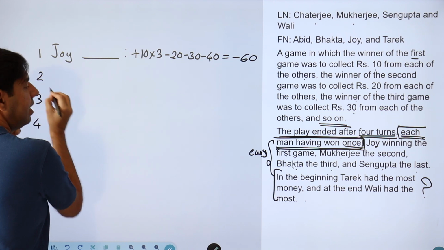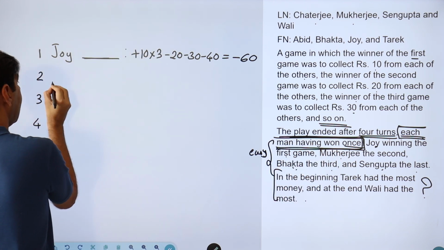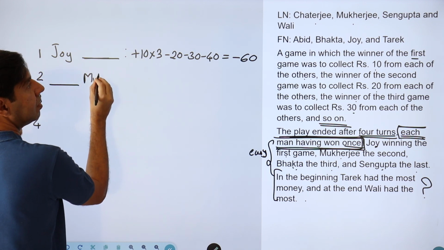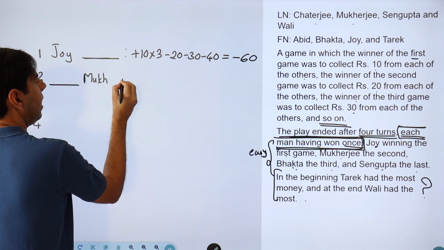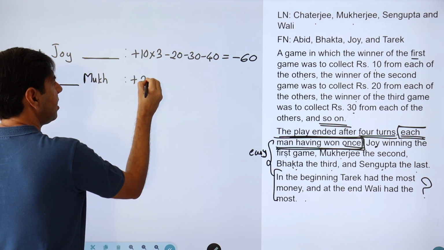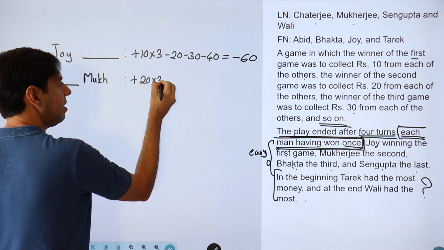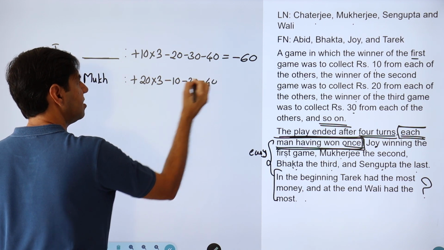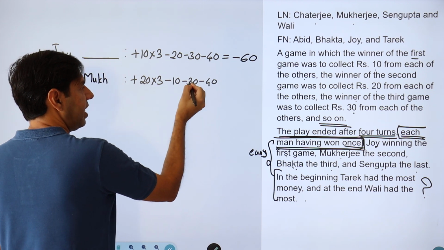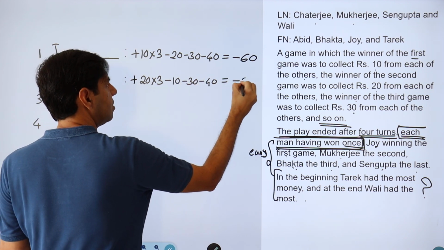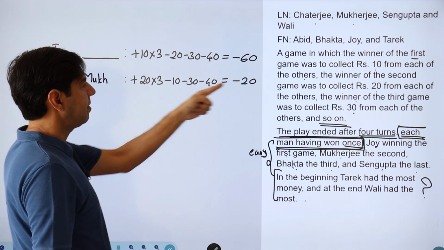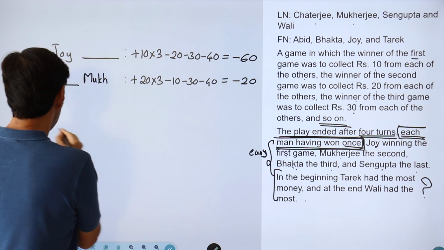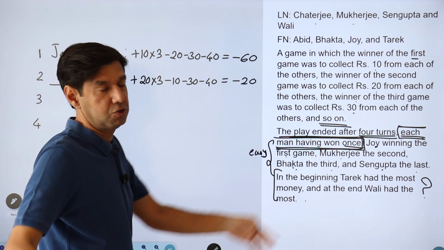The second one is won by Mukherjee. Now I don't know the first name, but the last name is Mukherjee. By the same logic, he will collect 20 from 3 people, which is 60, and would have lost the first, third, and fourth games. The negatives add up to 80. So he would lose out 20 rupees. And as expected, he lost less because he won more and lost a lesser amount. So the last one would have won the most.